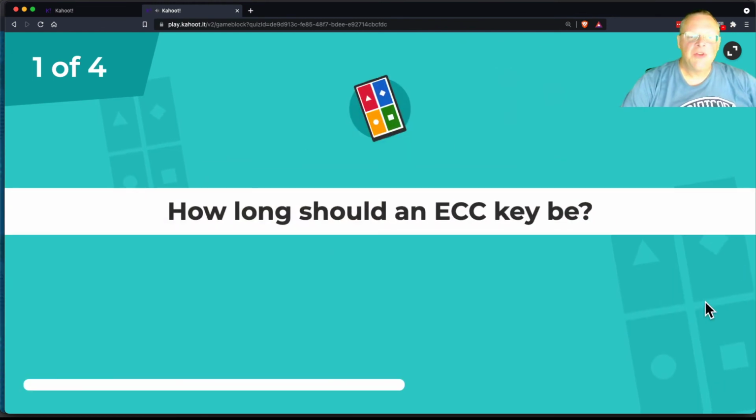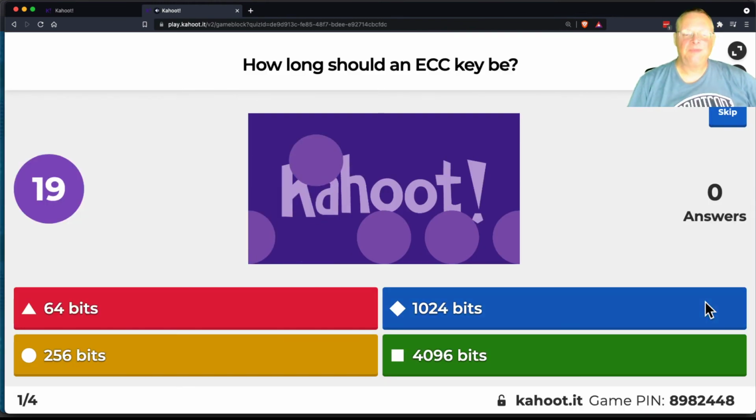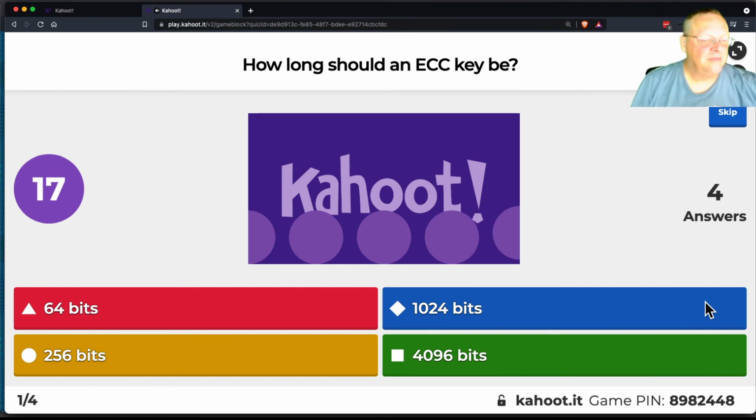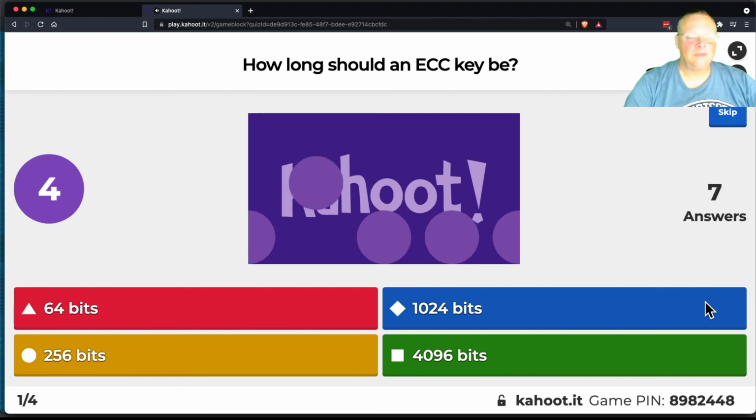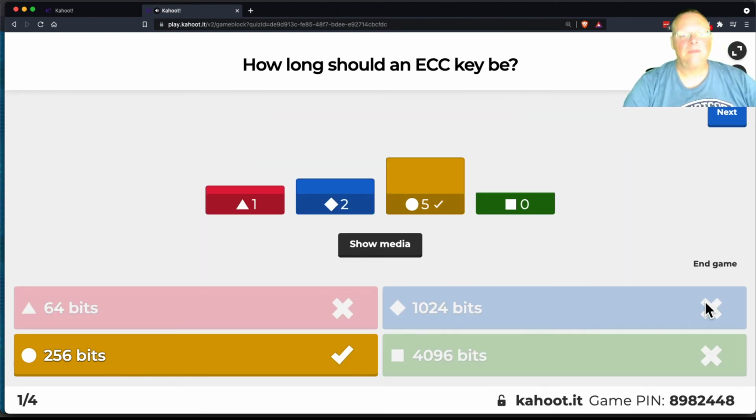All right. So how long should your key be? 256 bits is long enough. Otherwise there'd be no real virtue to this system. The short key is the main virtue.